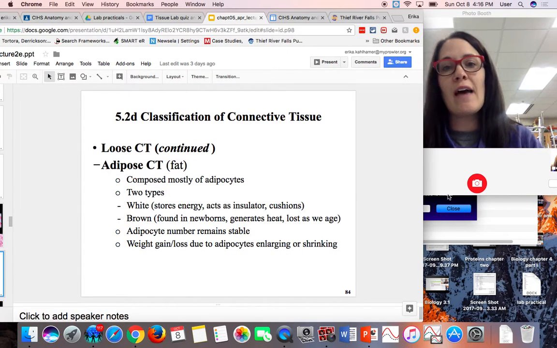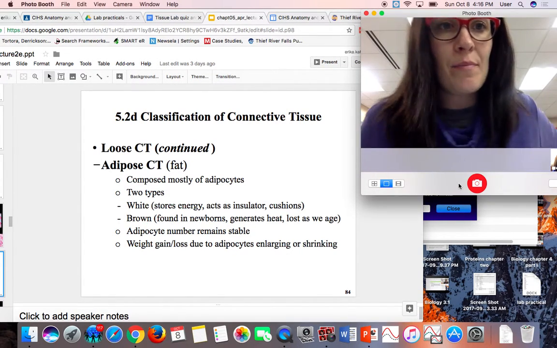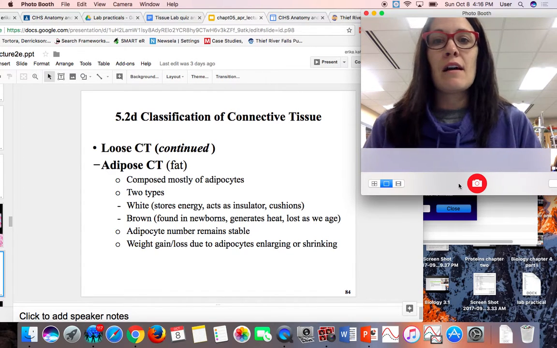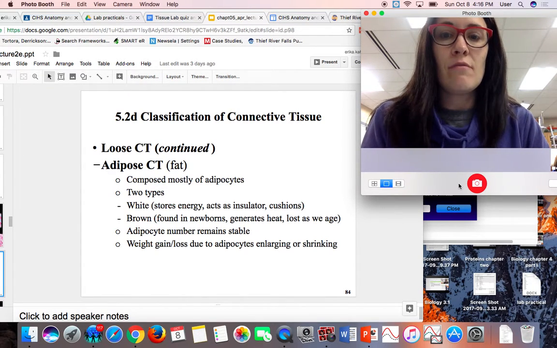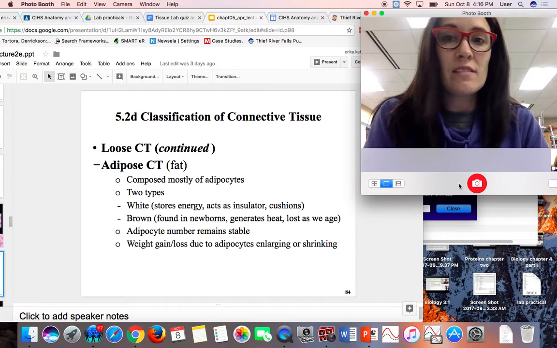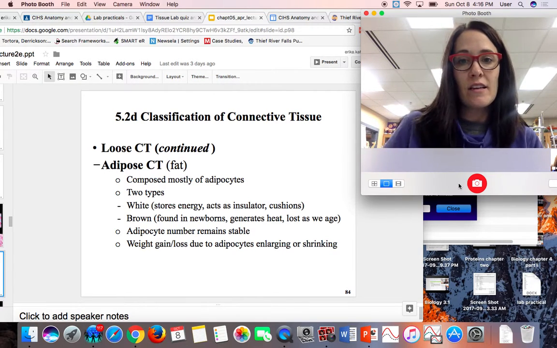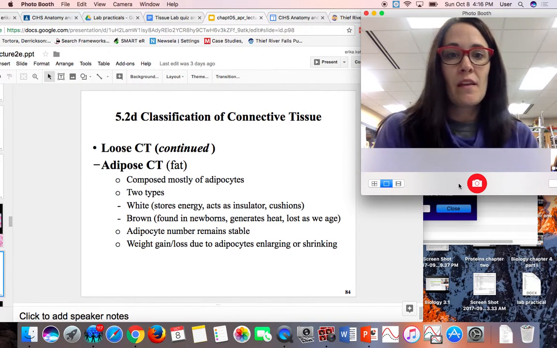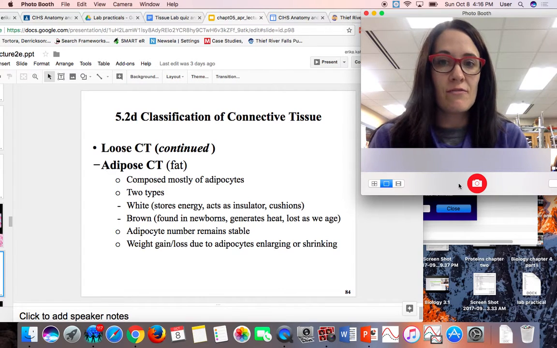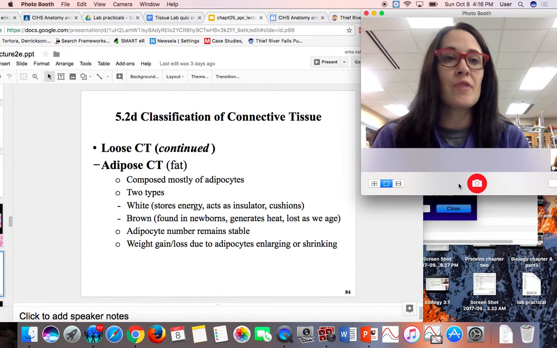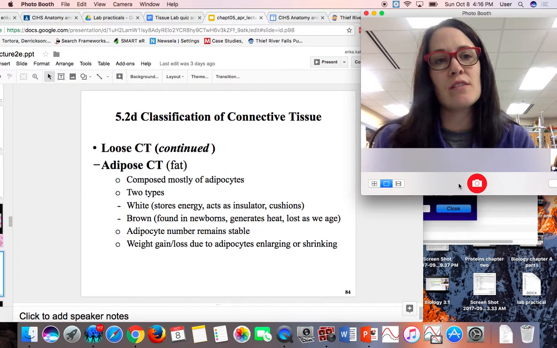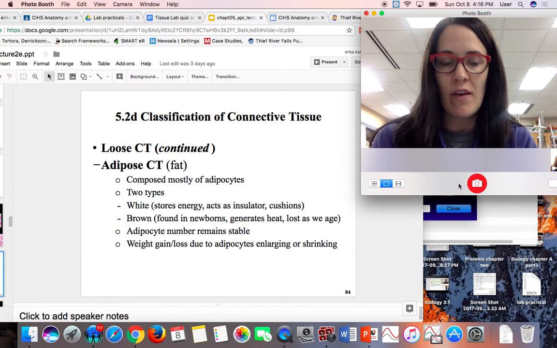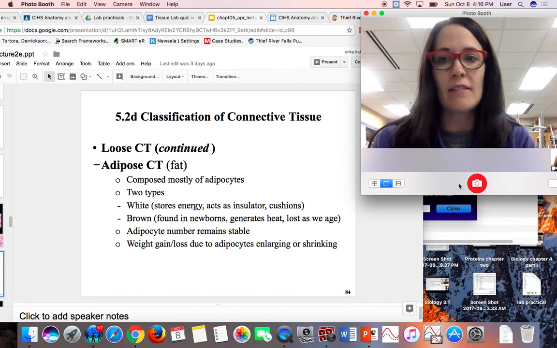Adipose tissue is fat, so it's mostly composed of adipocytes. Those are the fat cells. White fat can be white, act as an insulator, cushion, stores energy. Brown fat is different. It's more found in newborns. It generates heat, but we lose it as we get older. We lose our baby fat. It turns into white fat.